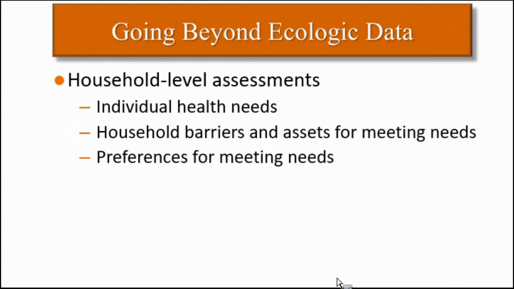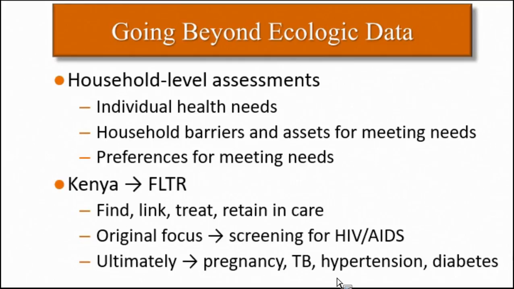And then you can look at household barriers for needs and meeting needs, and preferences and priorities for the people of those households that have their needs met. An example of this was a program that I was involved with in Kenya, a large program called AMPATH, and I'm not going to go into that. But they had a thing called FLITR: Find, Link, Treat, and Retain in Care.